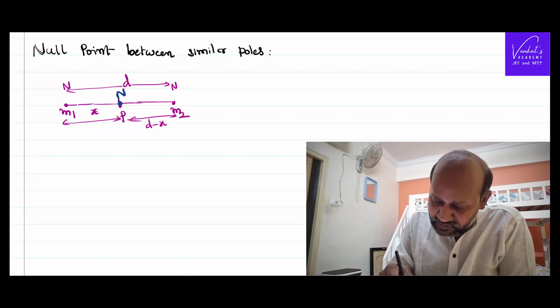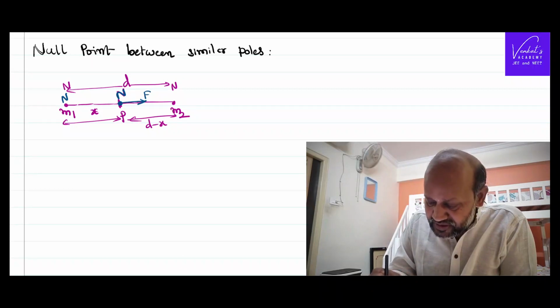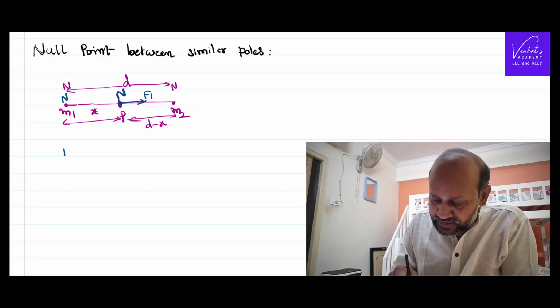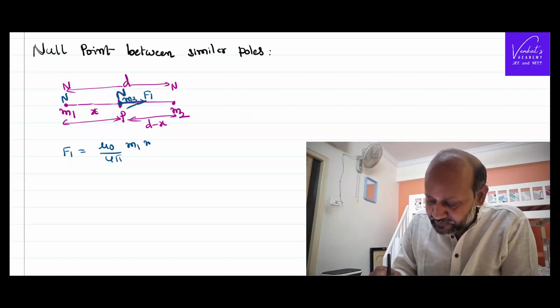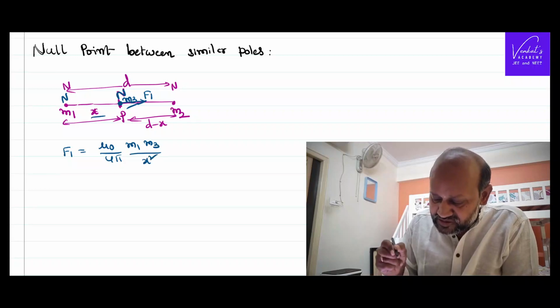On this north pole, M1 applies a repulsion with a force F1. How much is that F1? According to the inverse square law we have discussed, it is mu naught by 4 pi, M1, and the pole I have kept here is something like M3, so I'm calling it M3, by the separation between them, x, so x squared.